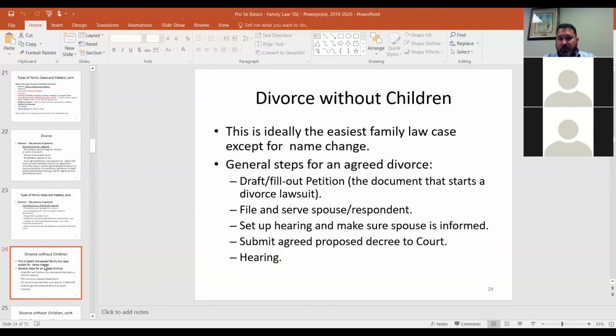Obviously, divorces without children are the simplest, I guess you could say, especially if it's an agreed divorce without children, because the primary issue is to grant the divorce and to divide any community property, which a lot of parties are able to agree on, but if not, the court will apply the law of community property to divide that up.